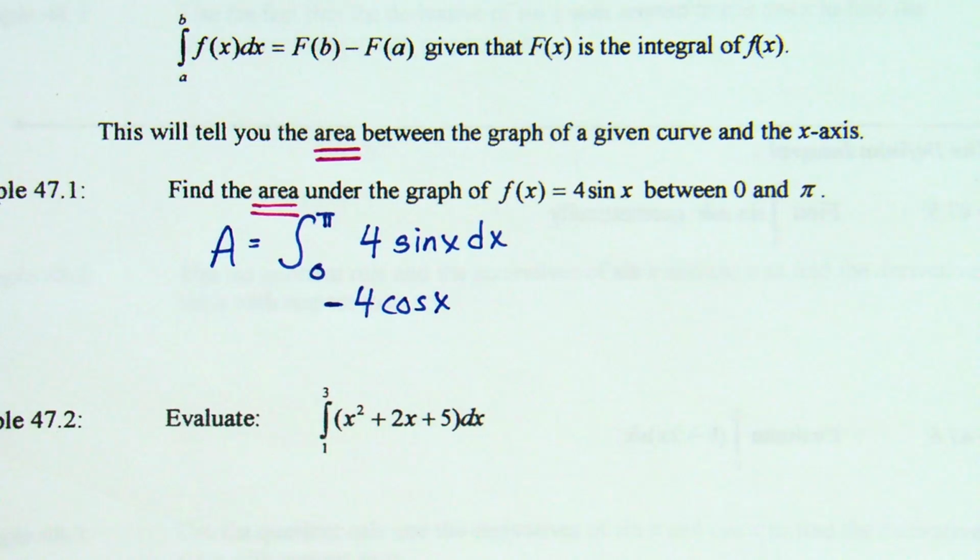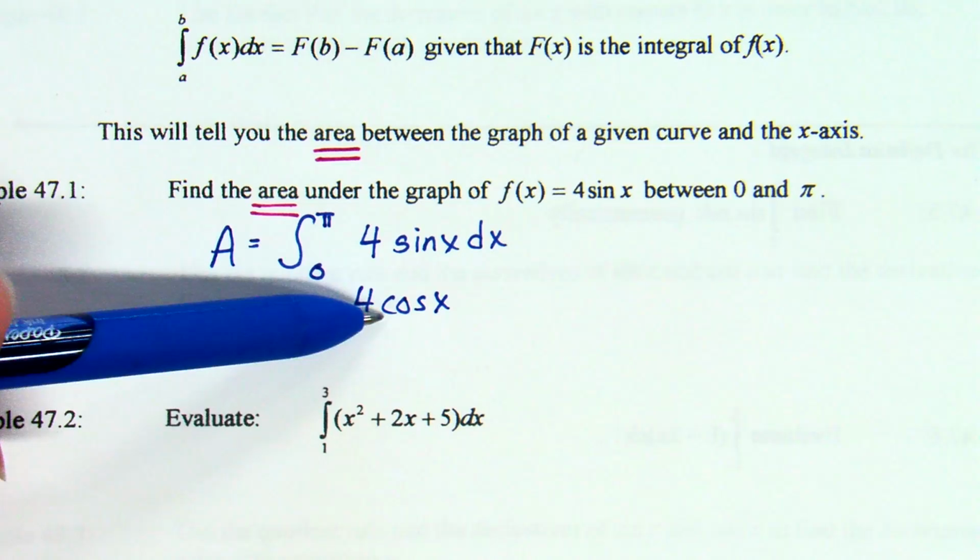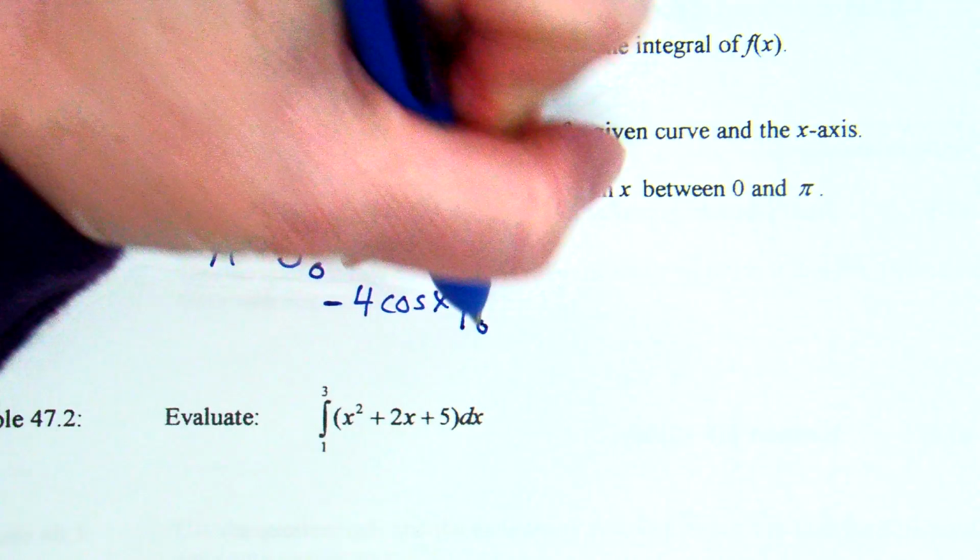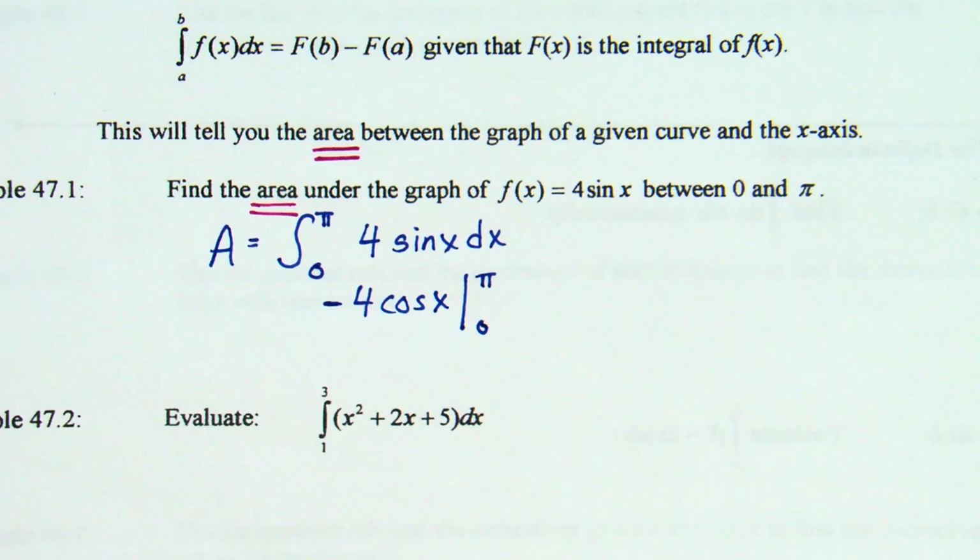So the integral of 4 sine x is negative 4 cosine x, evaluated from 0 to pi. Trevor asked about putting the plus c on. I'm not going to put the plus c on because I have values to plug in. So I read this as evaluated from 0 to pi.